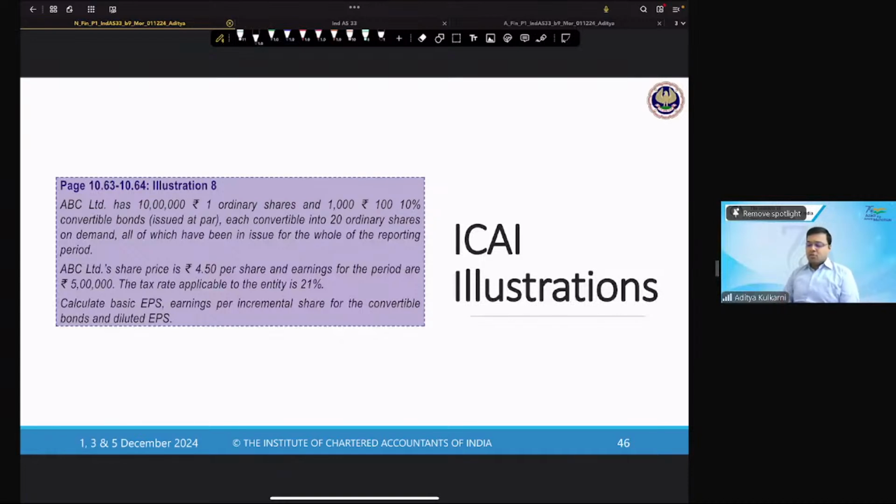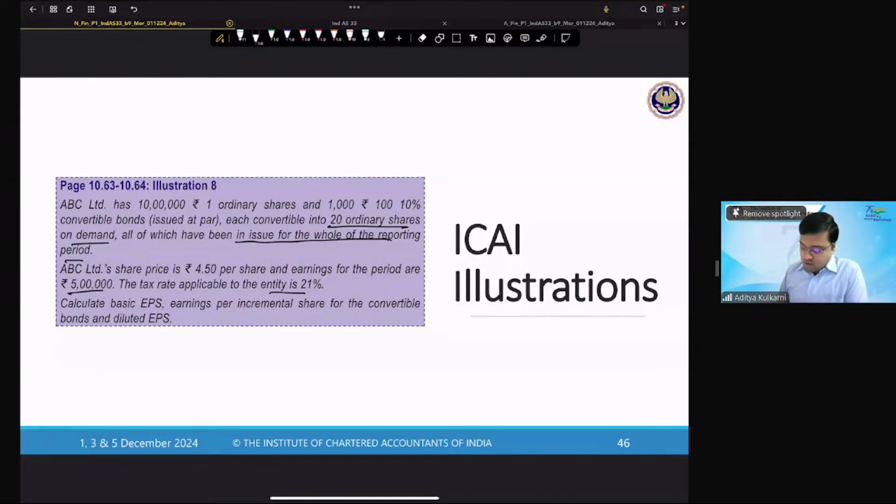ABC has 10 lakh rupee 1 ordinary shares and 1000 rupees 100 10% convertible bonds issued at par, each convertible into 20 ordinary shares on demand, all of which have been in issue for the whole of the reporting period. ABC Limited's share price is rupees 4.5 per share. Earnings for the period are rupees 5 lakhs. Tax rate is 21%. Calculate basic EPS, earnings per incremental share for the convertible bonds and the diluted EPS.